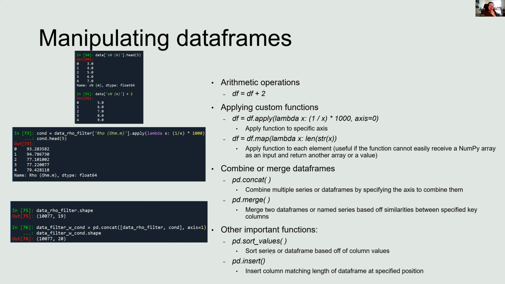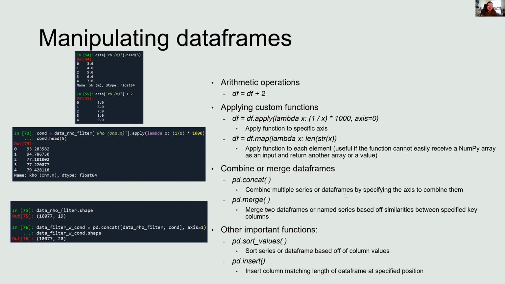This lambda x function is something that I think we talked about in the second Python workshop. It's a way to specify that you want to apply that function to each element in a specific data frame, list, array, whatever. So you do lambda x, and that x is basically, in the following function, the element of that row. So this takes the inverse of each element, multiplies it by 1,000, and returns it.